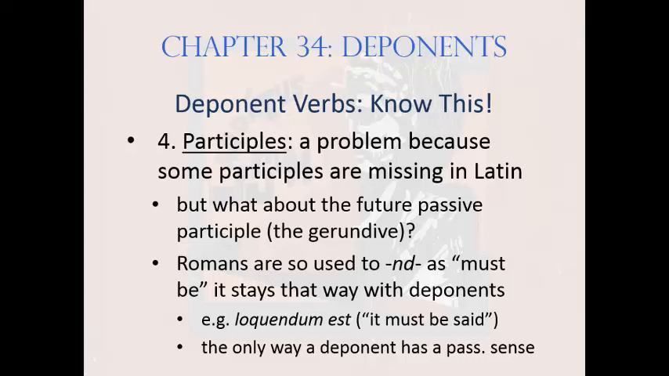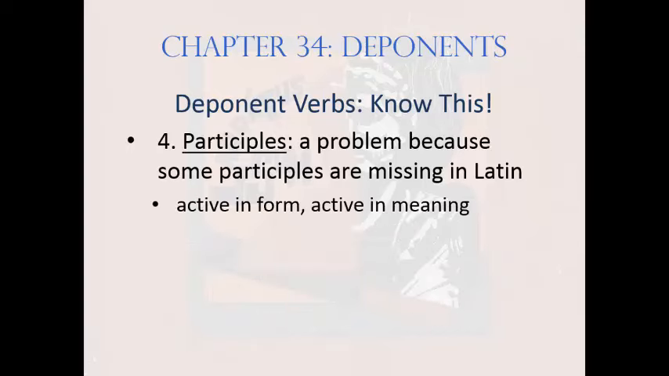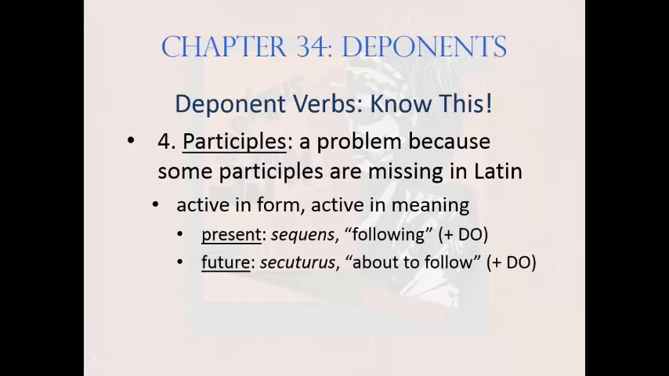Let's go back over all that again. Some deponent participles are active in both form and meaning. The present participle, for instance, sequens, which comes from another deponent verb sequor, meaning follow. Sequens means following, and it takes an accusative direct object. Its future counterpart, secuturus, means about to follow, which is followed by a direct object too.